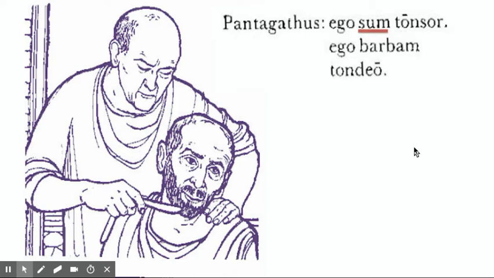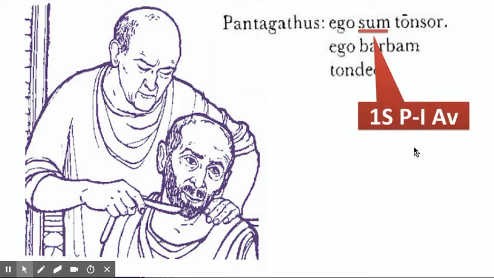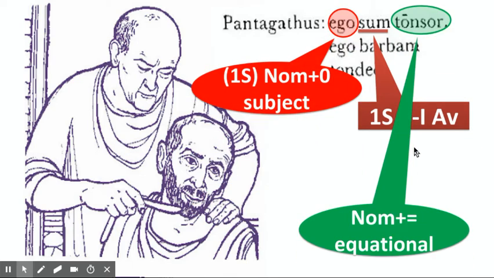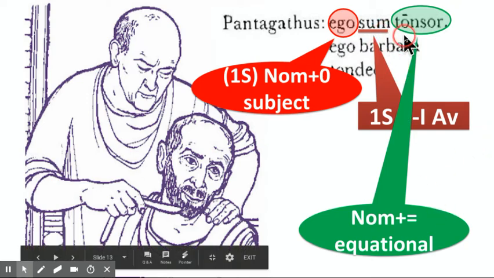Look at your verb. First singular, present indicative. That means the only subject phrase could be ego. Nominative, singular subject phrase. Tonsor, nominative plus equal verb, equational phrase.